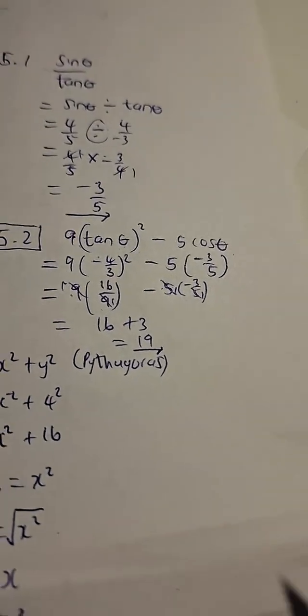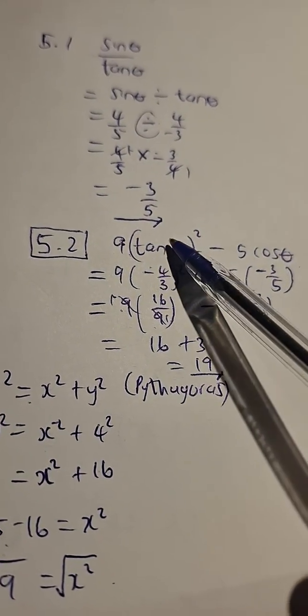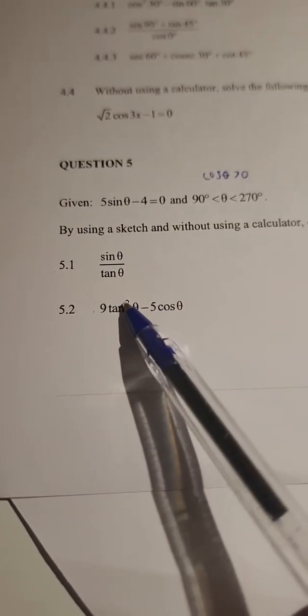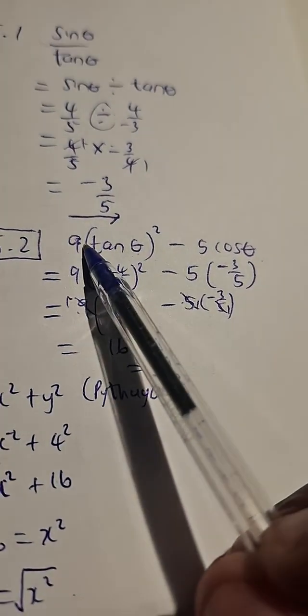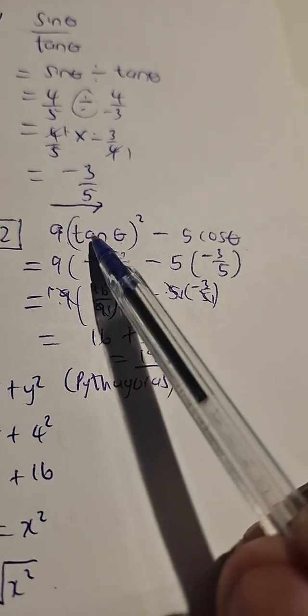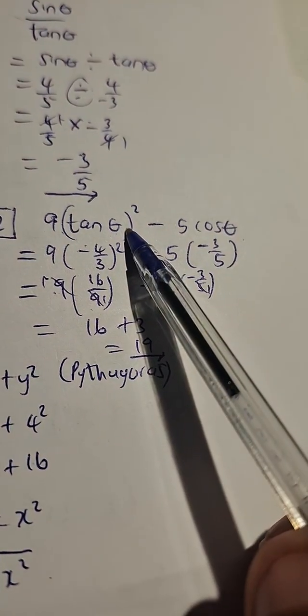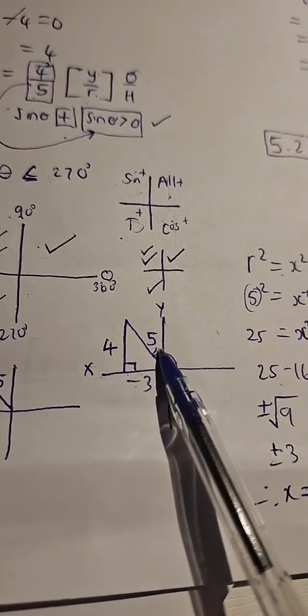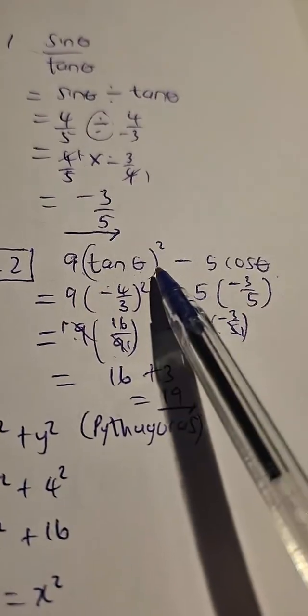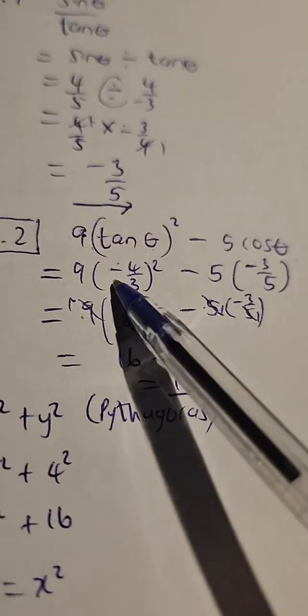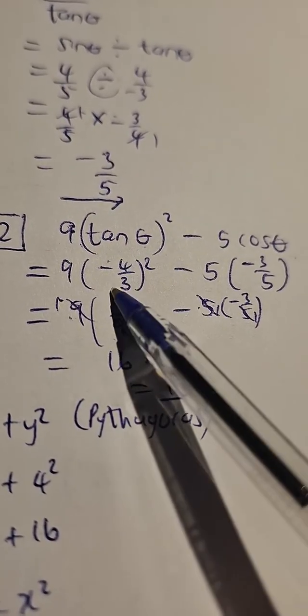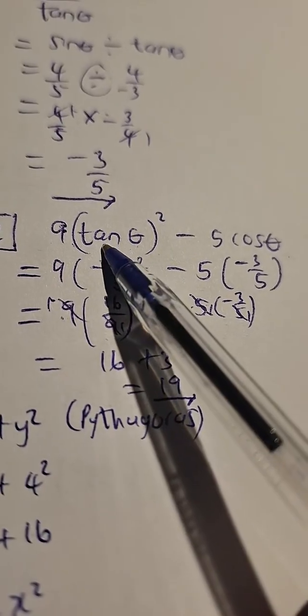Please take note, guys, of what I just said. When you are having a tan squared theta, you must put the square outside the bracket, but the 9 is unaffected because the coefficient is never affected. It's only the trig ratio. Okay? Then when you choose, you go and select your ratio. We're saying, what is tan? Tan is opposite over adjacent. You write -4 over 3. The -4 over 3 replaces tan completely.